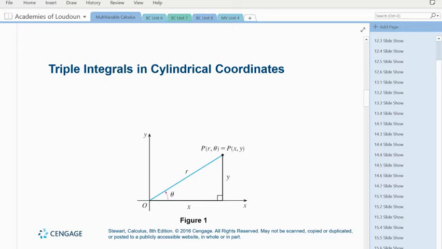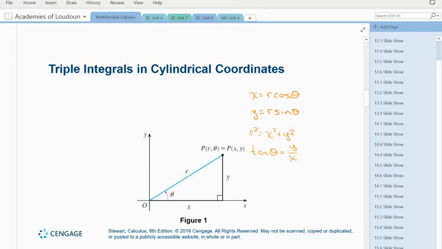We know that if P has Cartesian coordinates x, y, and polar coordinates r, theta, we have then that x is equal to r cosine theta, y is equal to r sine theta, r squared is equal to x squared plus y squared, and then tangent theta is equal to y over x.